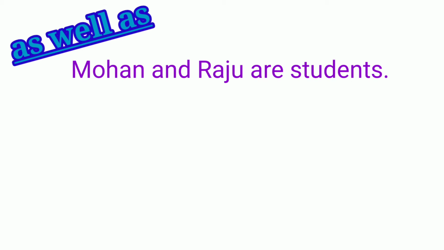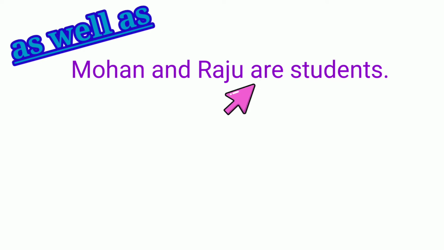Firstly, we cannot normally use as well as and and interchangeably. When we use and to join two or more subjects to create a compound subject, the verbs used with them should be plural. For example, Mohan and Raju are students.